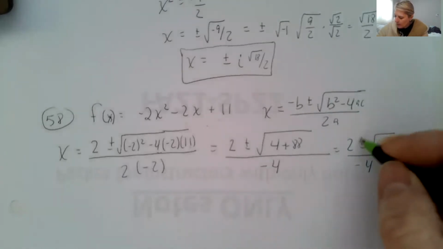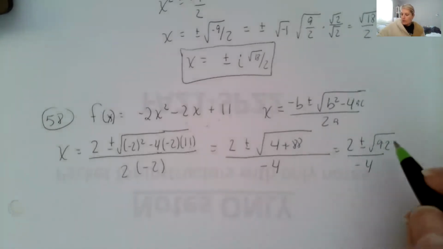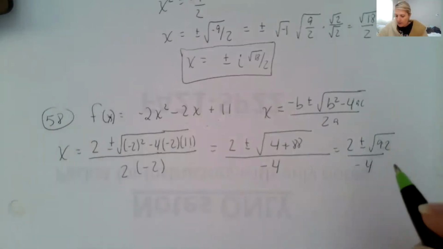And then you could simplify this 92 further. Now, if you were to get a square root of a negative number, then you would have to use imaginary numbers.